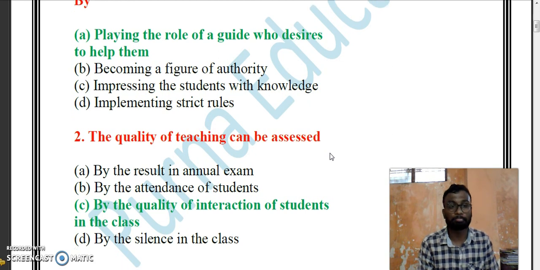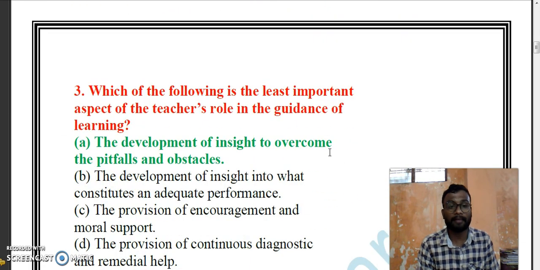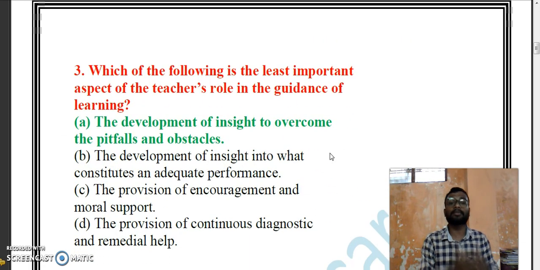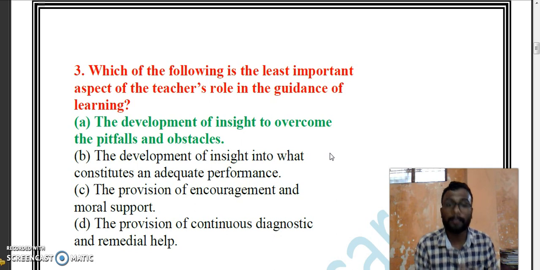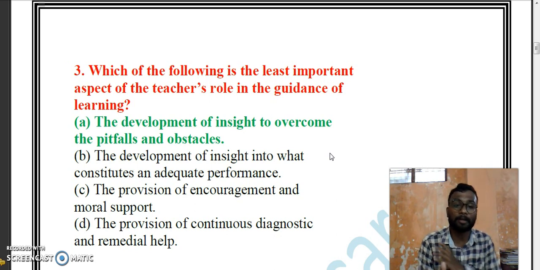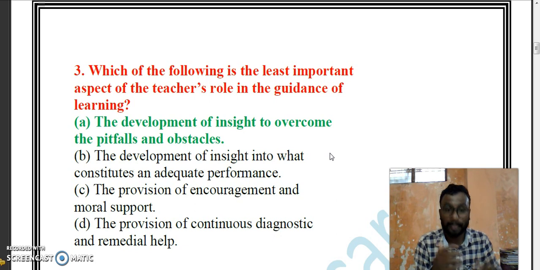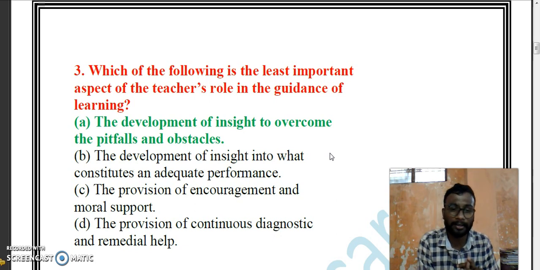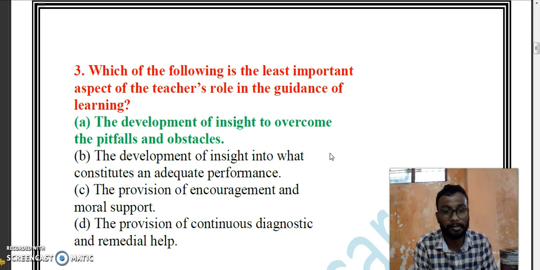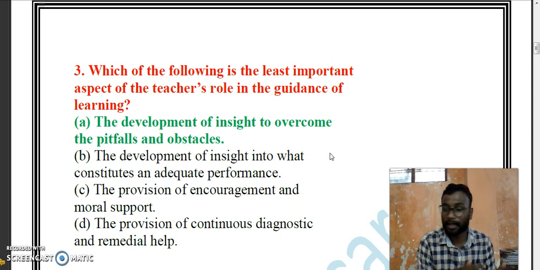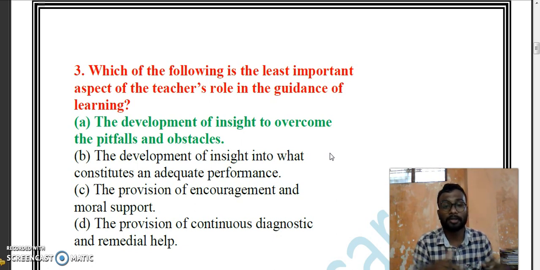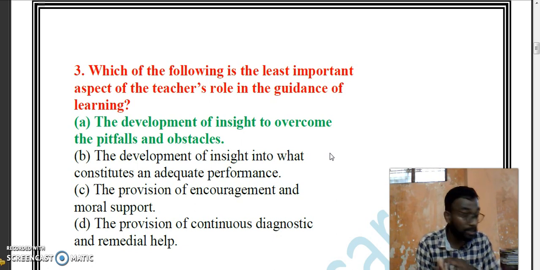Third question: which of the following is the least important aspect of the teacher's role in the guidance of learning? The development of insight to overcome the pitfalls and obstacles. Yes, it is an important aspect to avoid actually. It is the least aspect actually. The development of insight into what constitutes an adequate performance is really required. Yes, this is to be considered.